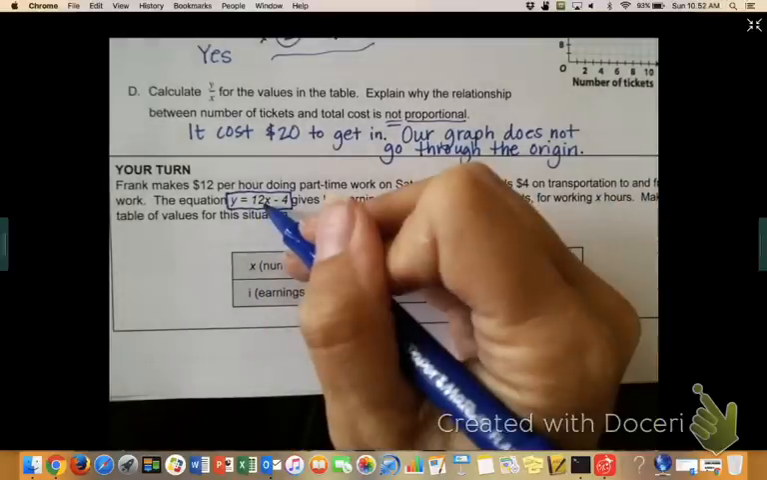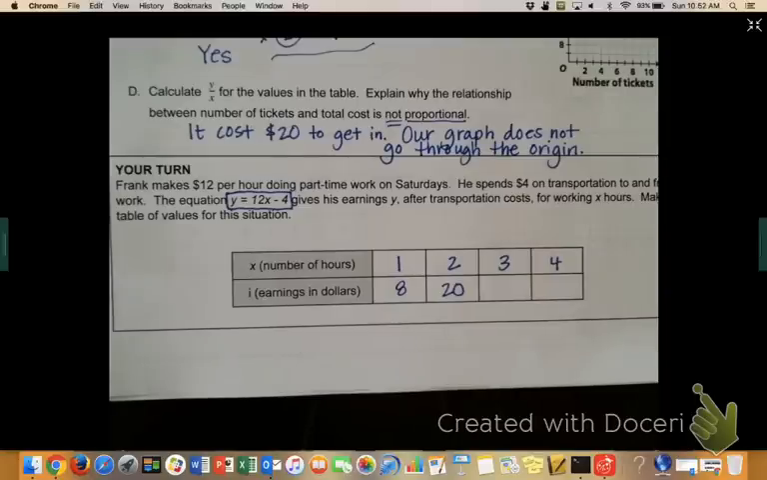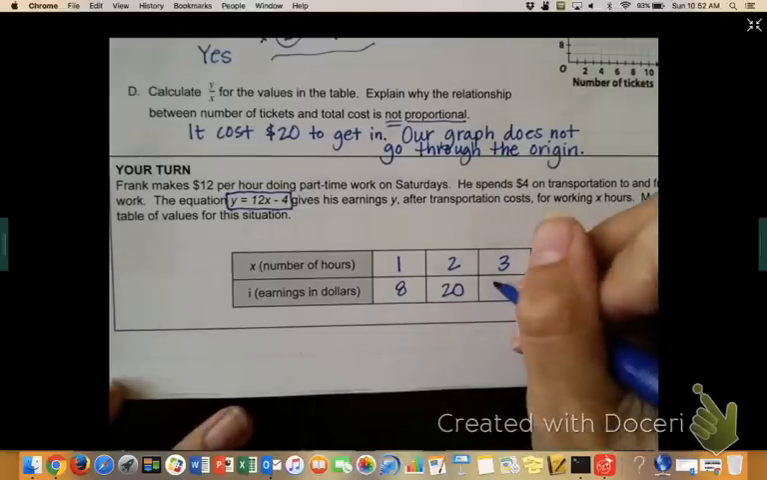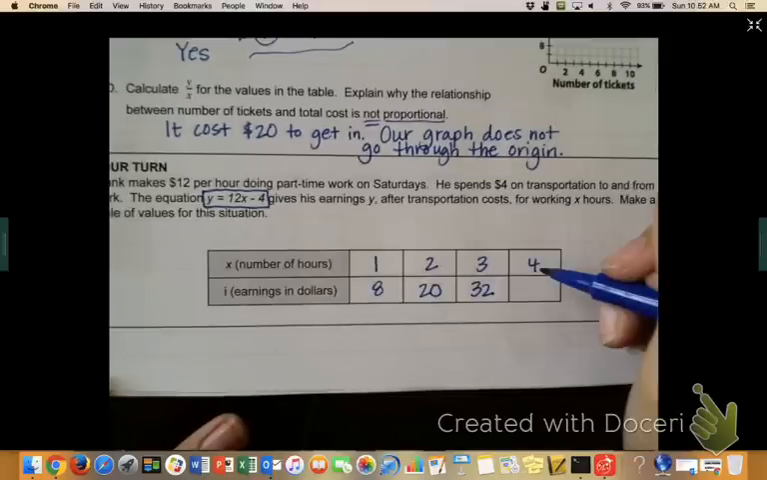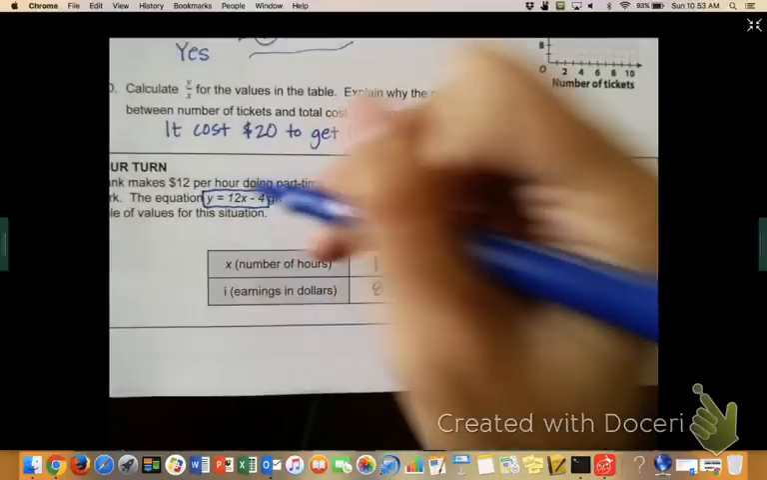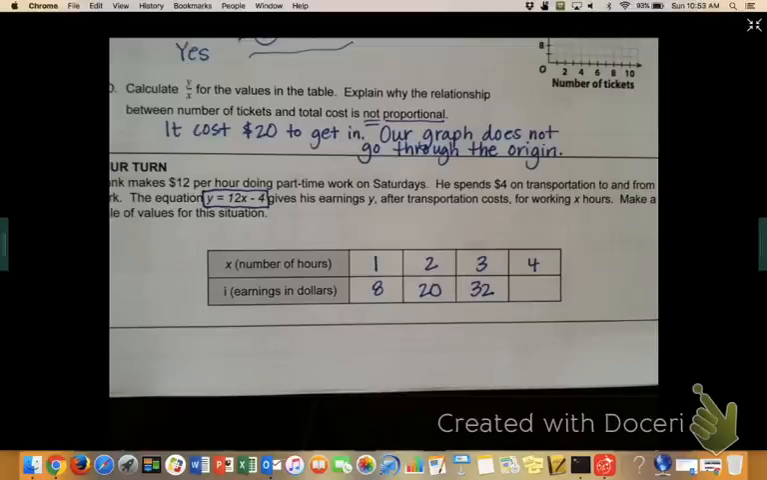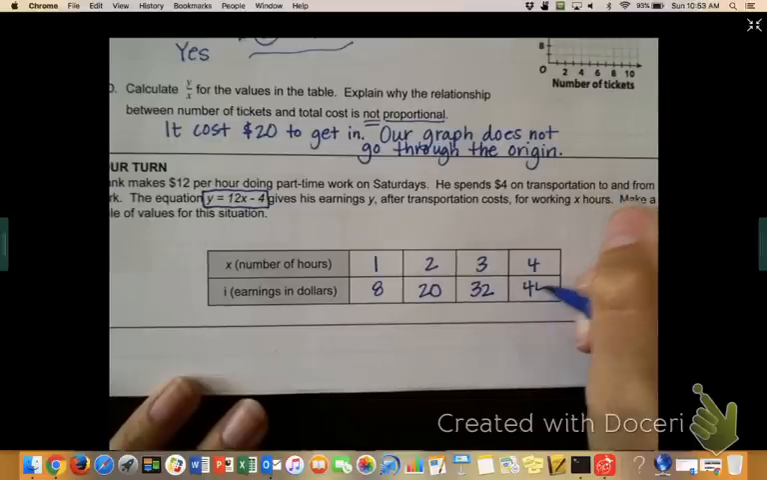3 times 12, which is $36, minus 4 would be 32. And then if he worked 4 hours, 4 times 12 is 48, minus the $4 transportation is 44.